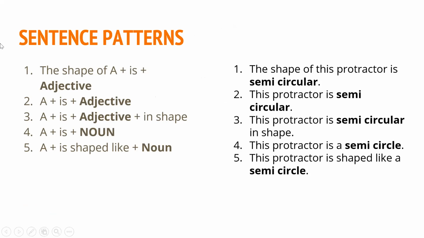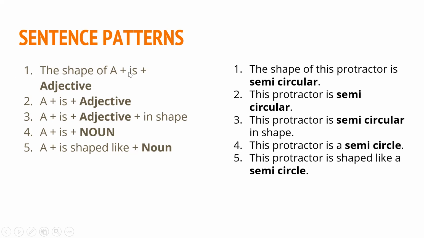Now let's see the sentence patterns. We have five different sentence patterns that you can use to describe the shape of an object. The first pattern is like this: The shape of A, where A represents the name of an object. You can change A into any name of your object, for example, whiteboard. The shape of a whiteboard, the shape of a book.